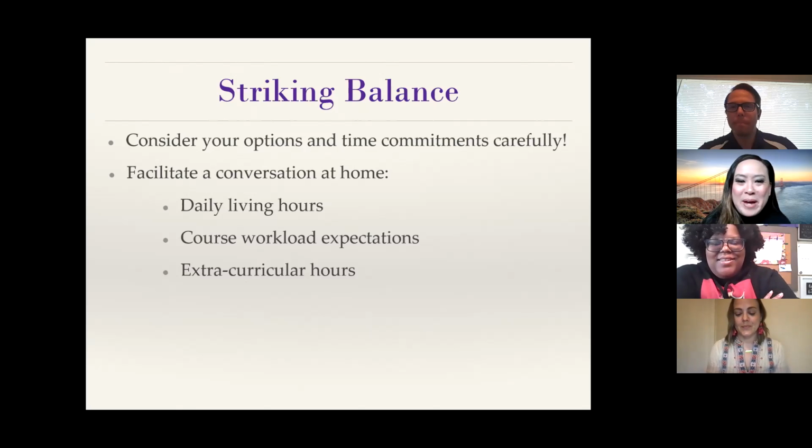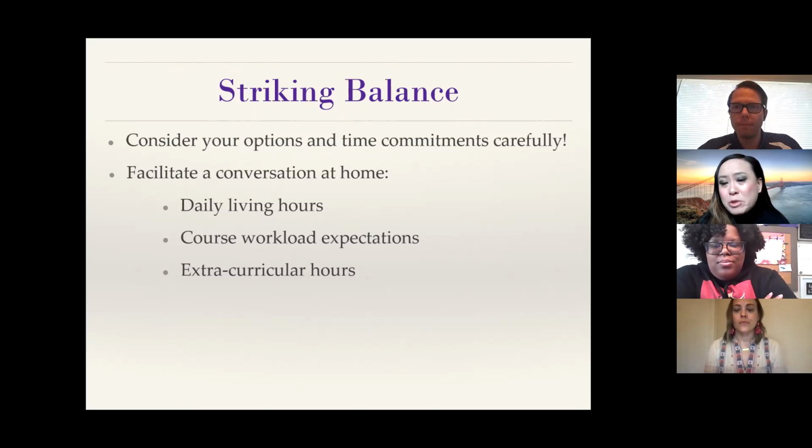Okay, so striking balance. It's really important that this time of the year, as you're choosing your classes, that you're looking at all of your options and you're looking at all the classes that you have on your plate, as well as your time commitment to your activities, right? Things that we really want you to have a conversation at home with your parents about are, we kind of put it into 3 buckets.